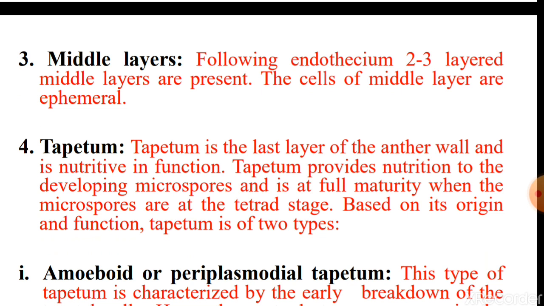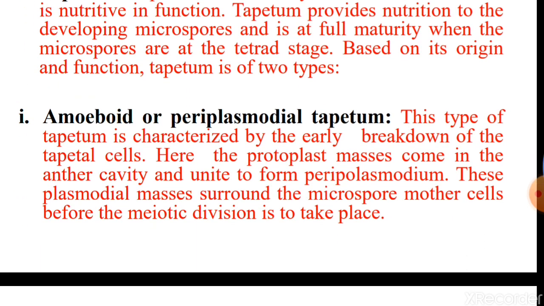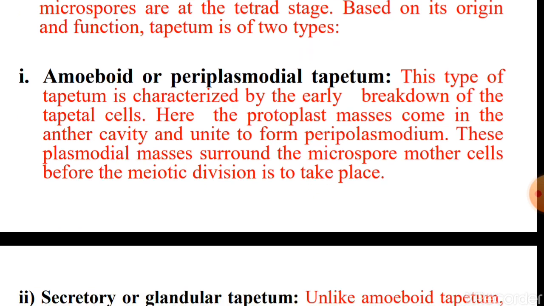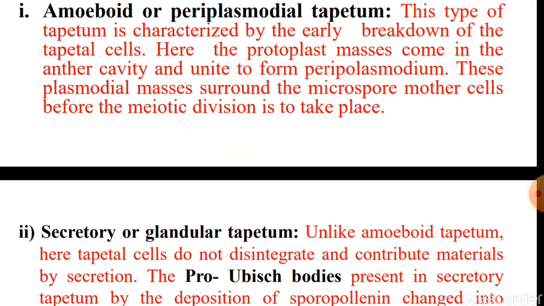Based on its origin and function, tapetum is of two types. Number one, amoeboid or periplasmodial tapetum. This type of tapetum is characterized by the early breakdown of the tapetal cells. Here, the protoplast masses come into the anther cavity and unite to form periplasmodium. These plasmodial masses surround the microspore mother cells before the meiotic division takes place.